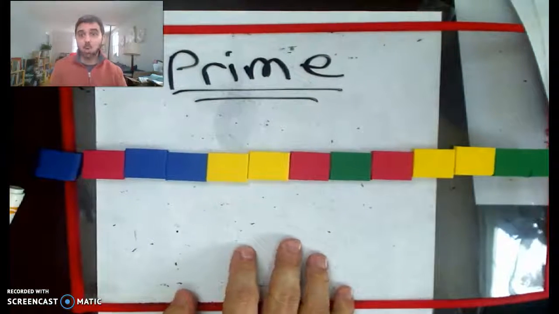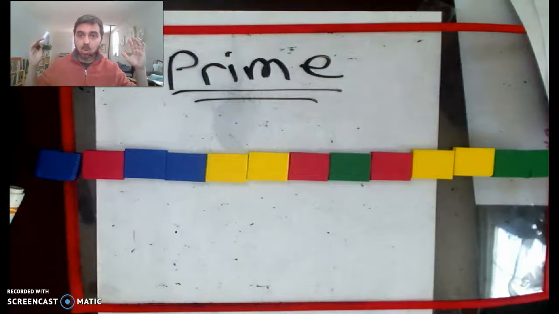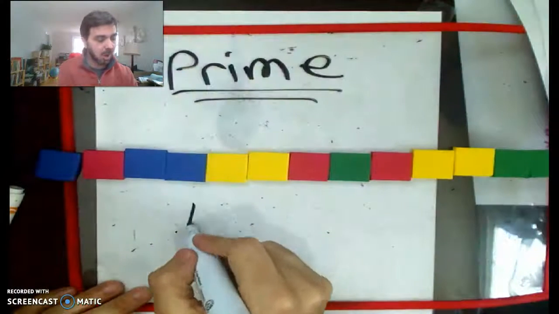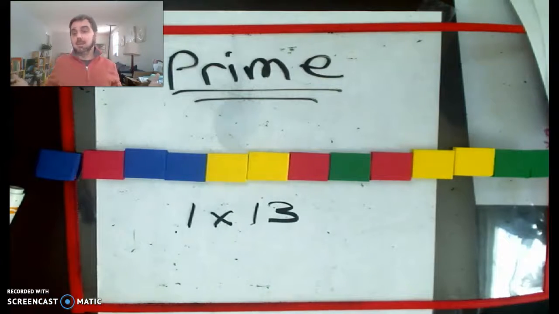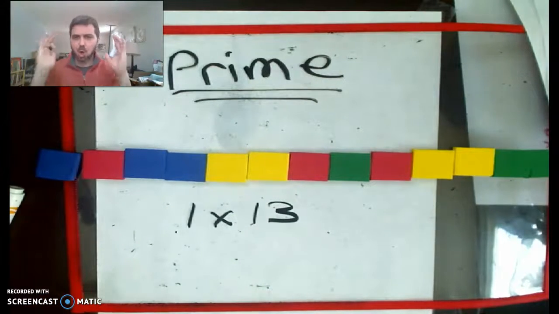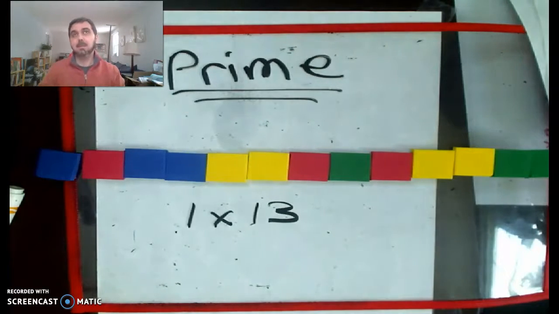Mr. McAndrew, what does prime mean? It means you can only make one rectangle. That's it. Okay, it only has two factors. 1 and 13. That's it. Not 2. Not 3, not 4, not 5. Nope, just 1 and 13. That's it. Now, there's a lot of prime numbers. I mean, there's more numbers that are not prime. Okay, but there are a lot of prime numbers.